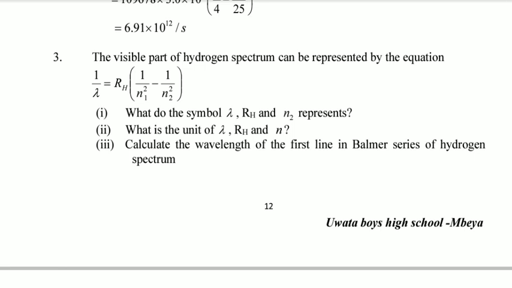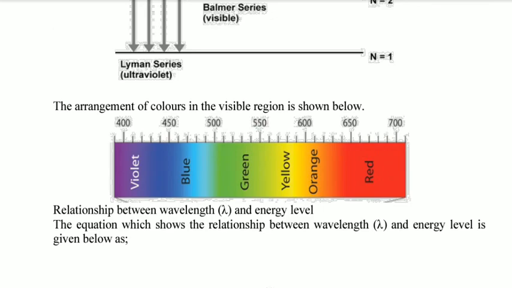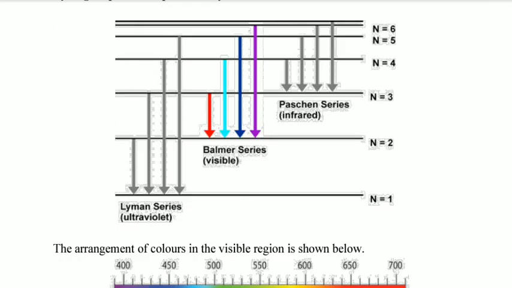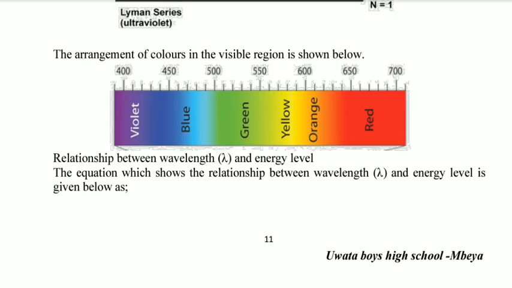Calculate the wavelength of the first line in the Balmer series of the hydrogen spectrum. Now, as you know, the Balmer series is the electron coming from a higher energy level to n2. And here the first line of the Balmer series is from n3 to n2. I hope I've explained this in the first question and you all know this. So, I hope you have a good understanding about this.